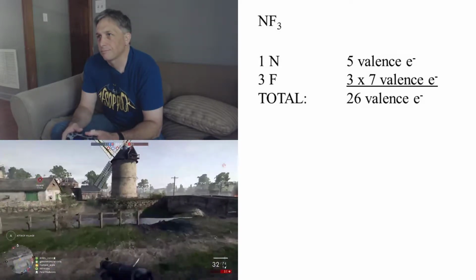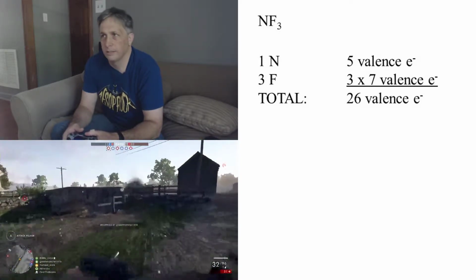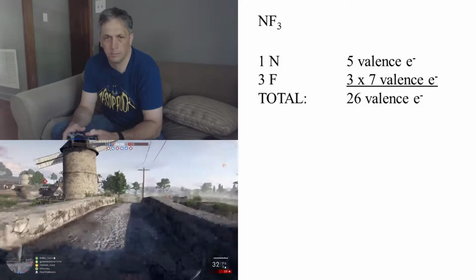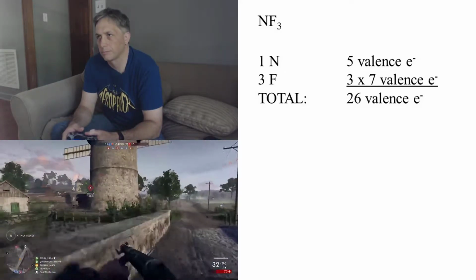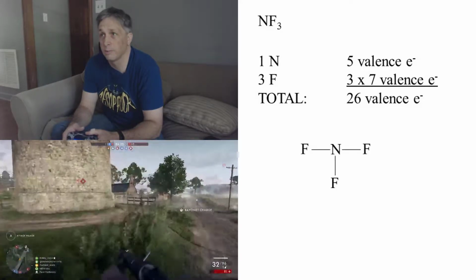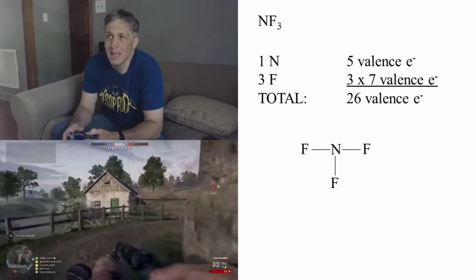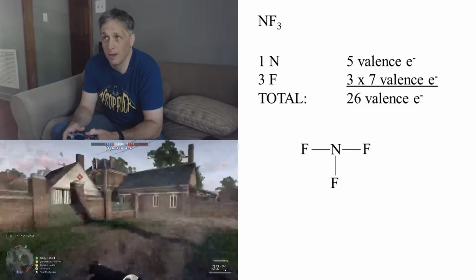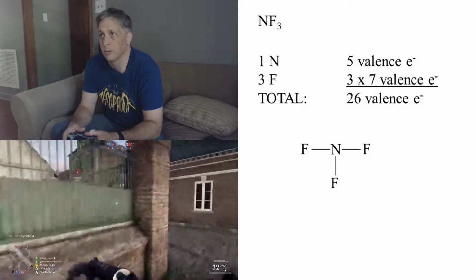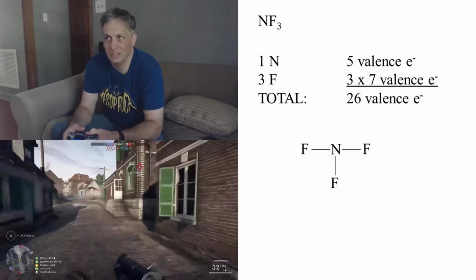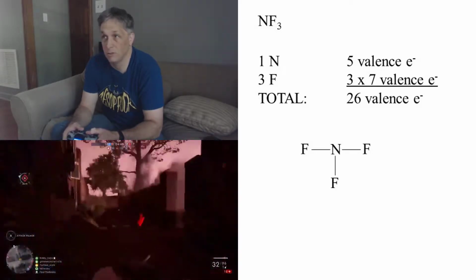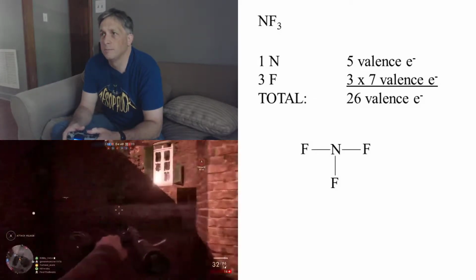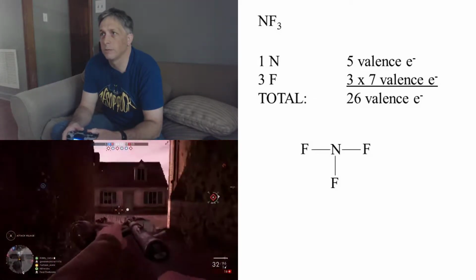So you always hook your outer atoms up to your central atom. Don't hook them up to each other. So we're going to hook those 3 fluorines up to our nitrogen, and we're assuming they're at least sharing with a single bond, because that's how things usually work. You can have bond orders of less than 1, but they don't happen a lot, and usually you don't see them at all in Gen Chem.